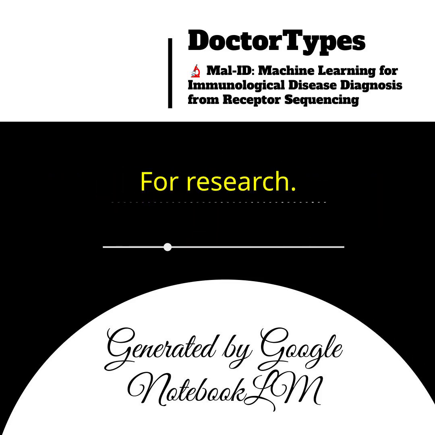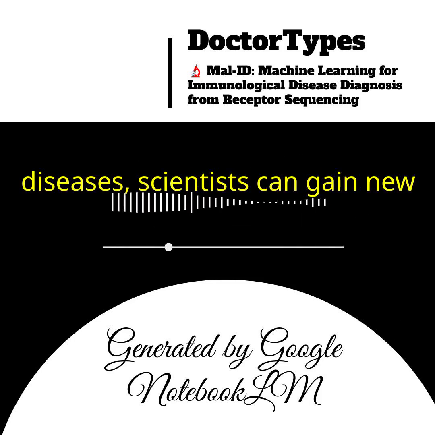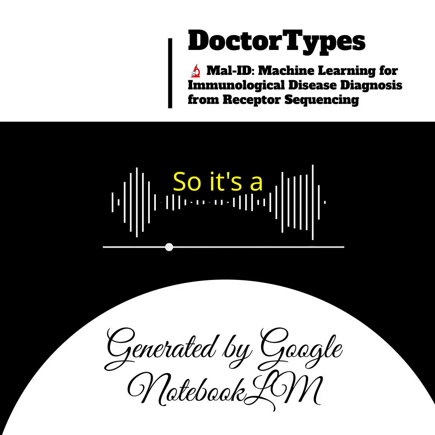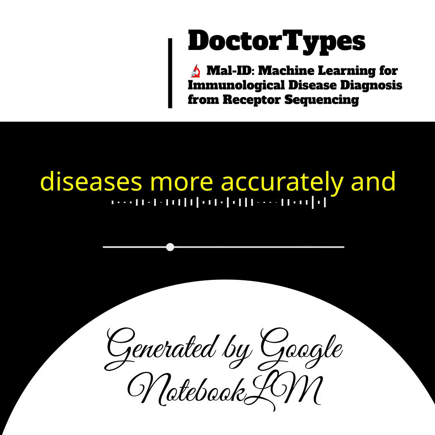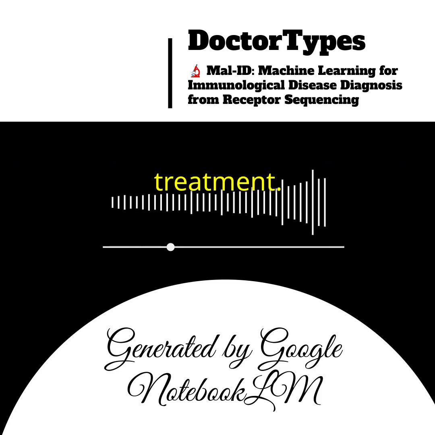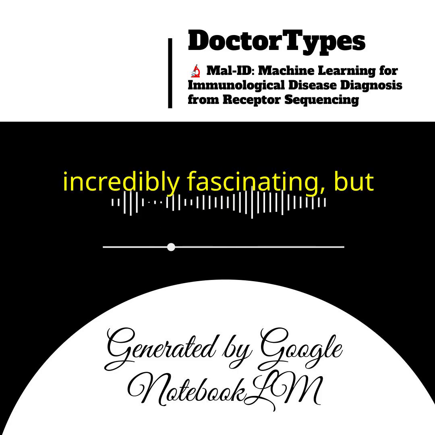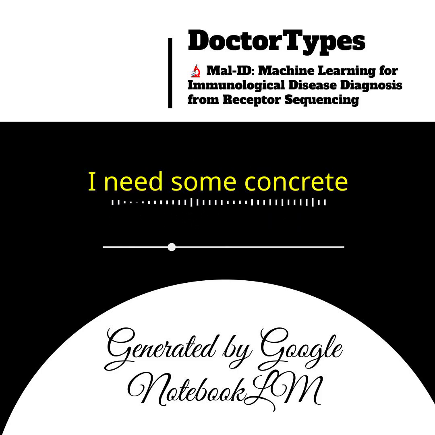And it gets even better. This interpretability makes MAL-ID valuable, not just for diagnostics, but for research. By understanding which receptor features are linked to specific diseases, scientists can gain new insights. So it's a win-win. It helps us diagnose diseases more accurately and unlocks new avenues for research and treatment.